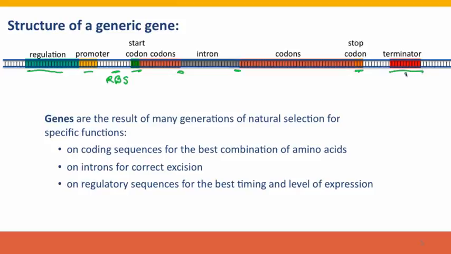And natural selection has acted on all of these sequences to optimize their function, so that it's acted on coding sequences to optimize the combination of amino acids, even the order that the amino acids are in the chain, to give the best function for the protein. It's acted on the introns, on the splice junctions for correct excision. It's acted on all of the regulatory sequences, the strength of the promoter, which transcription factors bind, to optimize when the gene is expressed and how strongly it's expressed.